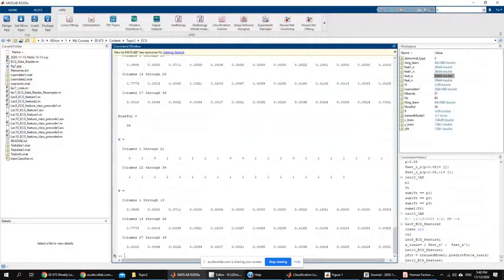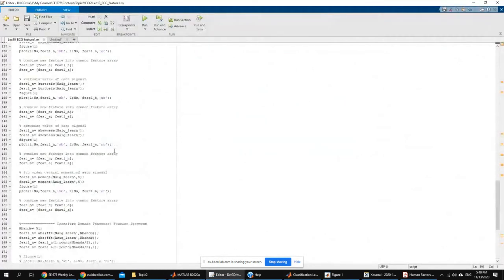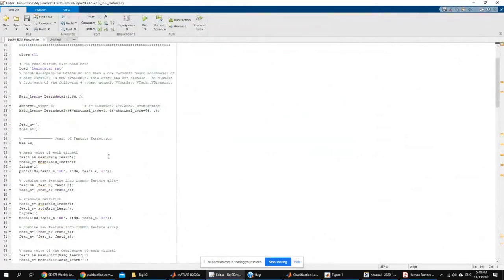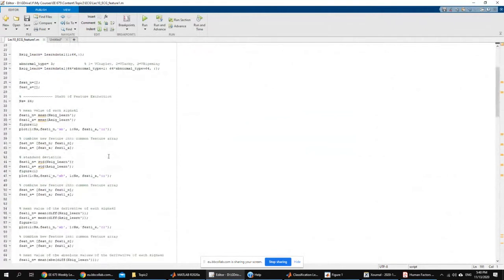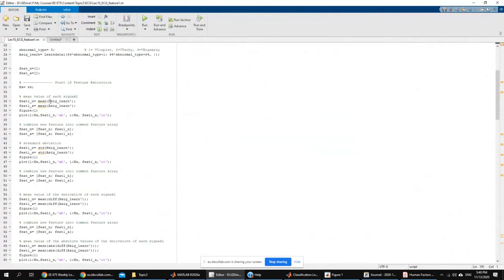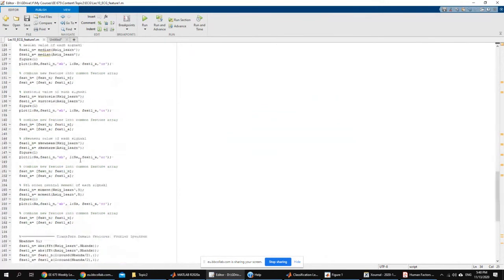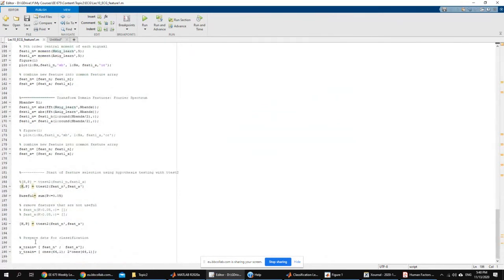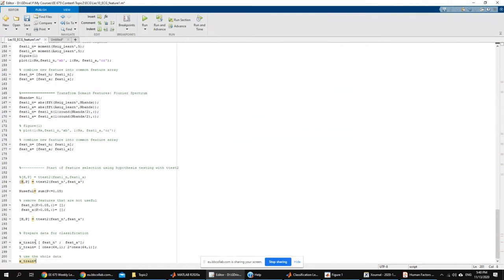Let me try something else. How about if we take the data as is? I'm going to have NSigLearn. NSigLearn has all the signals as they are. So here, instead of having the features, let's just return that, doesn't matter. I'm going to have X train.